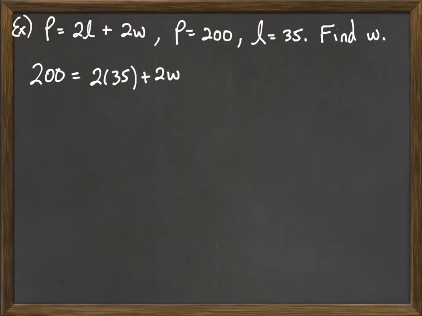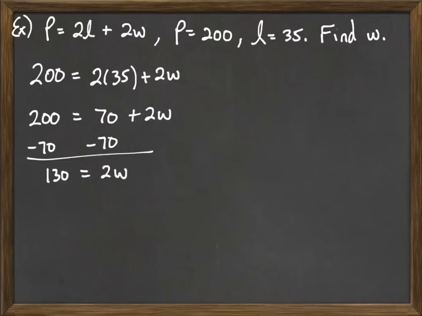So in other words, we just go ahead and start to simplify now because we have just the one variable. So 35 times 2 is 70, so that would make our equation 200 equals 70 plus 2W, and then we just want to solve it like a regular basic equation. So we subtract 70 from both sides, you get 130 equals 2W, and then divide by 2 like we normally would do. And then simplify, we get W equals 65.